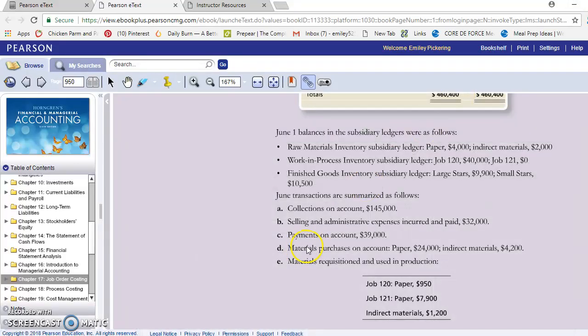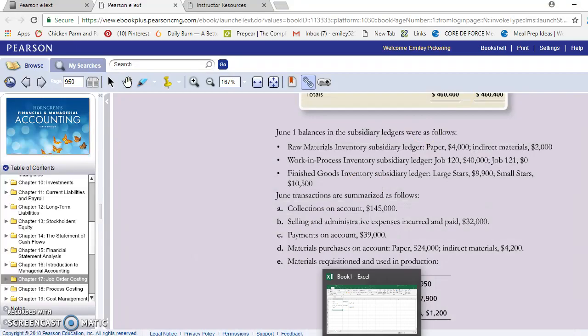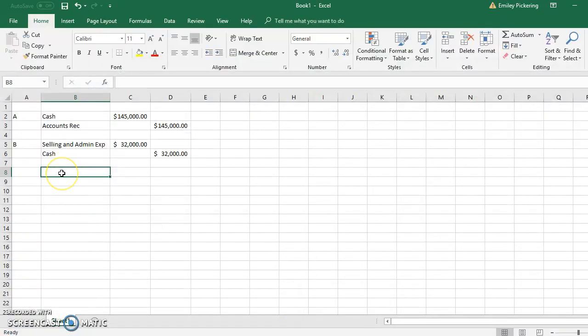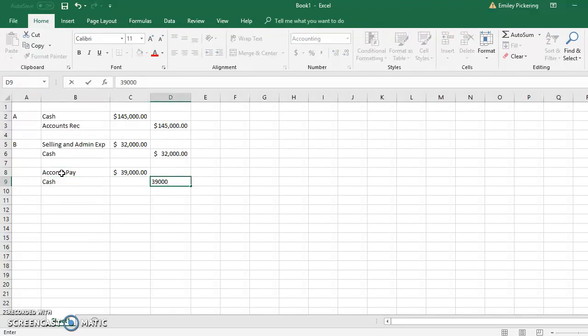For C, payment on account of 39,000. So here we're just going to lower our accounts payable by 39,000. And lower our cash, 39,000.